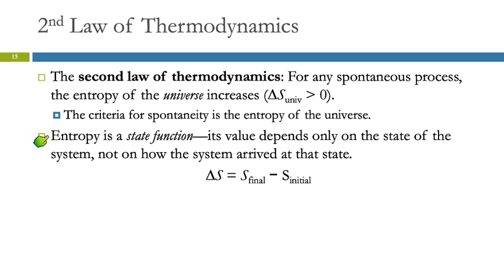So entropy is a state function. Remember those? A state function depends only on the state of the system, not how it got there. It's like elevation is a state function. You go from the bottom of a mountain to the top of a mountain. The change in elevation is the same regardless of how you got there, if you hiked up or you took a helicopter. The distance you travel, even the energy you expended, would be different, but the change in elevation is the same. Entropy is like that as well. So the change in entropy is just the final entropy minus the initial entropy, and what happened in the middle doesn't matter.